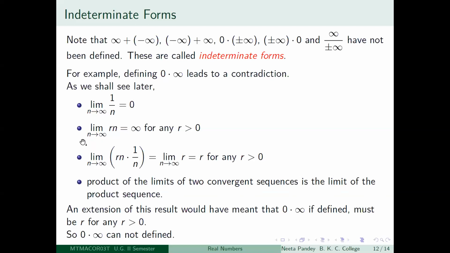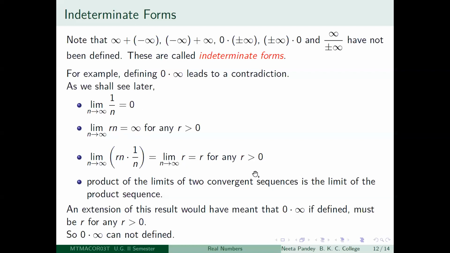So I'm not going to say that this is divergent anymore. In the extended real number system, this is also convergent. So this sequence is convergent and this sequence is convergent. So what should I get? I should get that the limit as n tends to infinity of Rn times 1 by n is equal to the limit of Rn times the limit of 1 by n. So that means R should be equal to 0 times infinity.